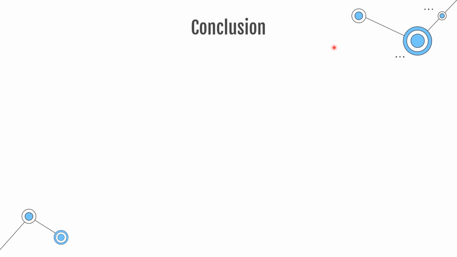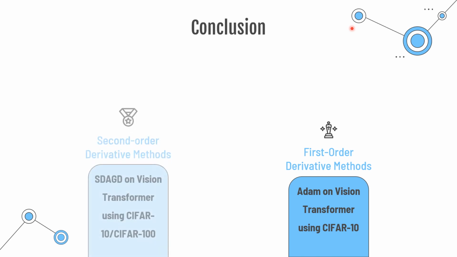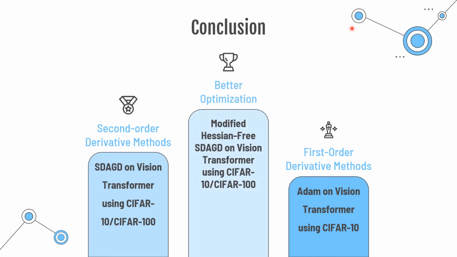Up to now, I have already implemented the Vision Transformer using Adam and found its problems. After that, in FYP2, I will switch to SDAGD and determine whether the performance is better if a second-order derivative is used. Once I get a better understanding of optimizers, I will begin to modify the Hessian-free SDAGD optimizer and test it on the Vision Transformer like the previous tasks.